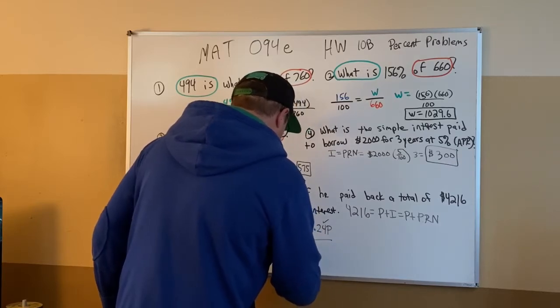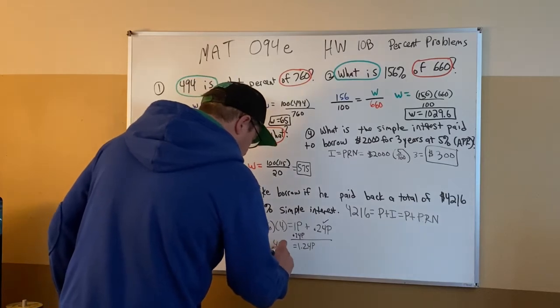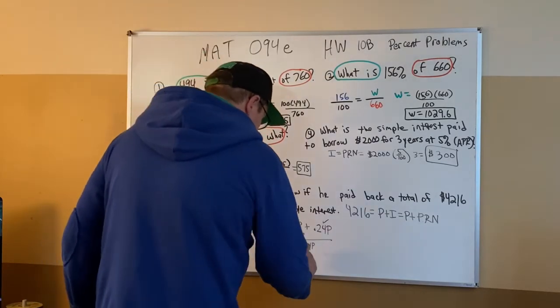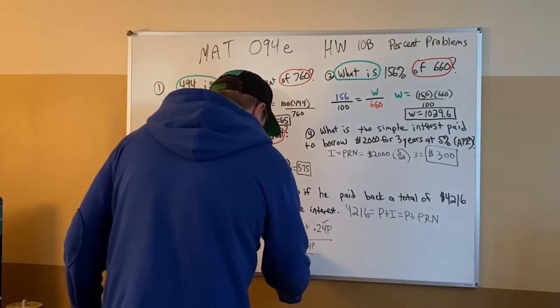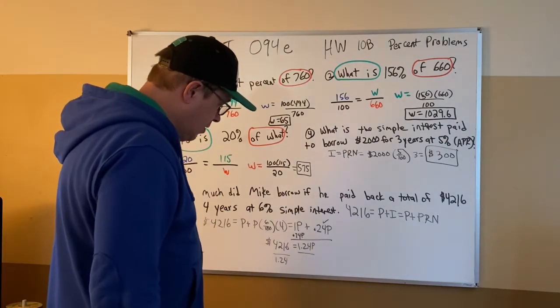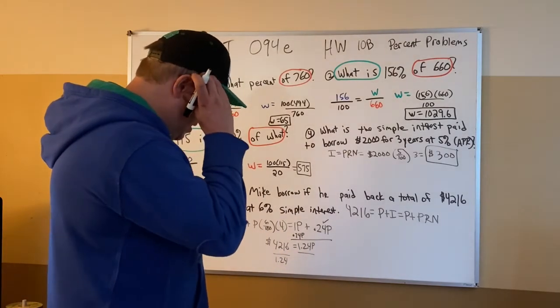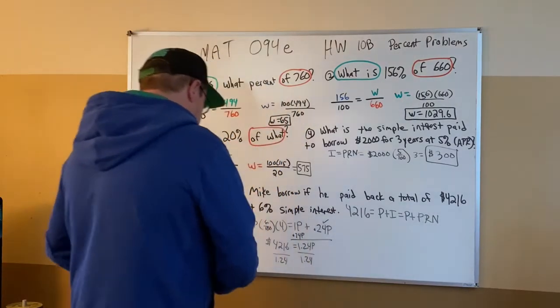$1.24p is equal to his original $4,216. To solve that, we need to divide each side by the decimal of 1.24. We can do that on our calculator, or we can multiply by 100 and get to integers, but boy, that's going to be taking a lot longer. Now that we're allowed to use our calculator, we sure should.